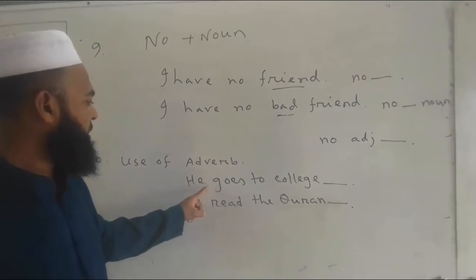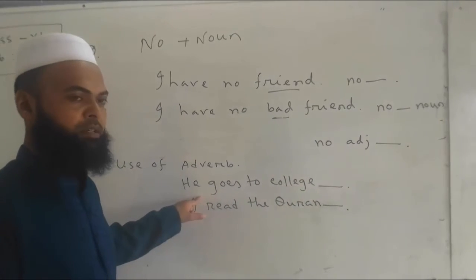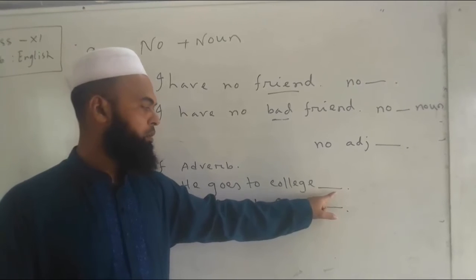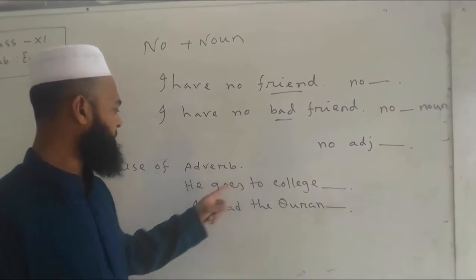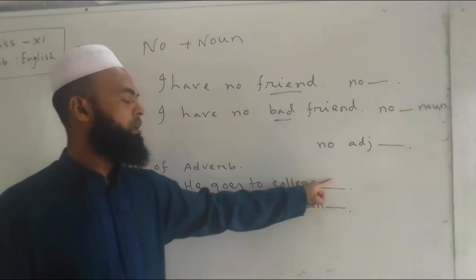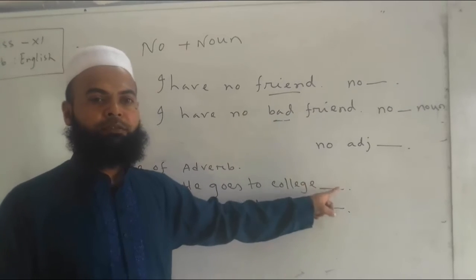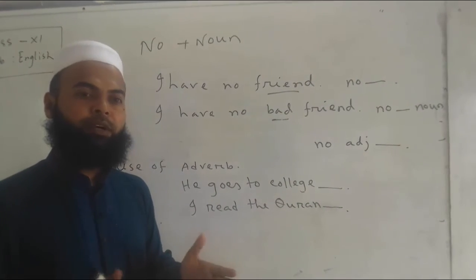For example, he goes to college. The sentence is correct, but there is a gap. So you can use an adverb in the gap. So we can write he goes to college regularly, he goes to college timely, he goes to college every day. So every day, regularly, timely, these words are adverbs.